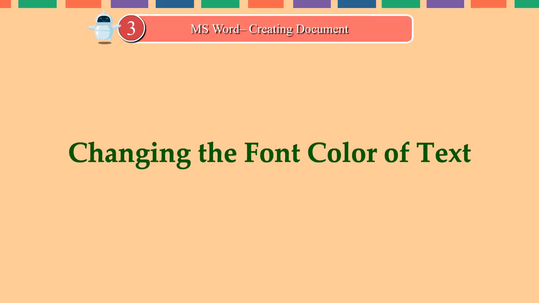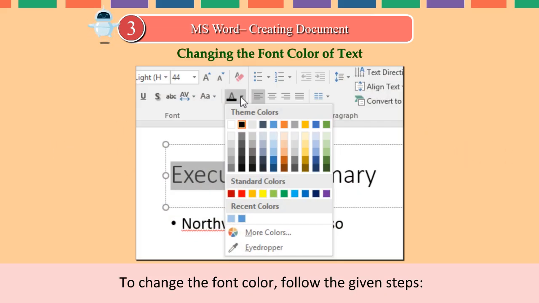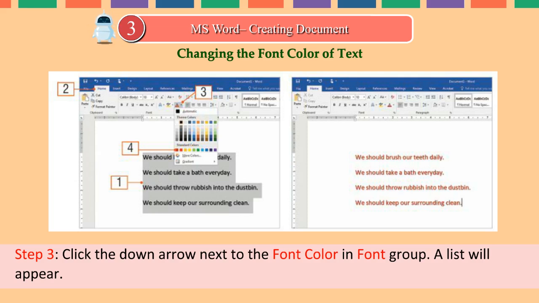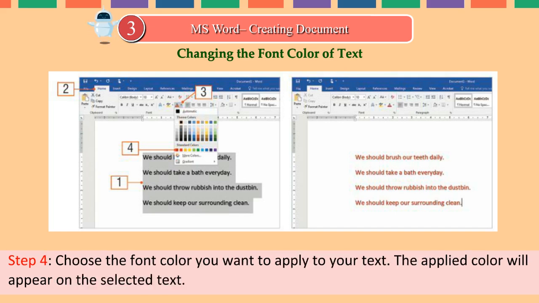Changing the font color of text. To change the font color, follow the given steps. Step 1. Select the text you want to apply to. Step 2. Click on Home tab. Step 3. Click the down arrow next to the font color in Font Group. A list will appear. Step 4. Choose the font color you want to apply to your text. The applied color will appear on the selected text.